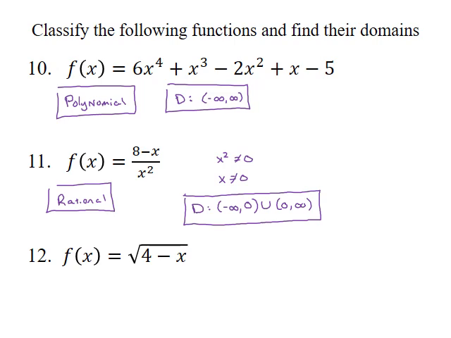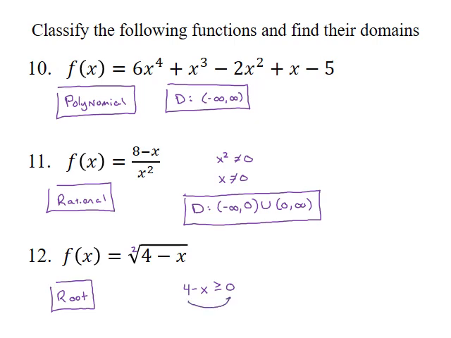And finally, number 12, f of x equals the square root of 4 minus x. Well, right away, I see that there's a radical involved, so this is what we call a root function. Now, since the root is understood to be 2 here, and that is an even number, if you go back to your rules for the domain, it says that you have to take the inside of your radical and solve the inequality for where that is greater than or equal to 0.